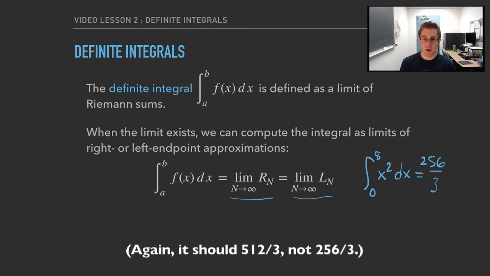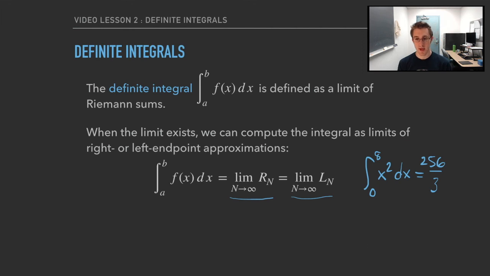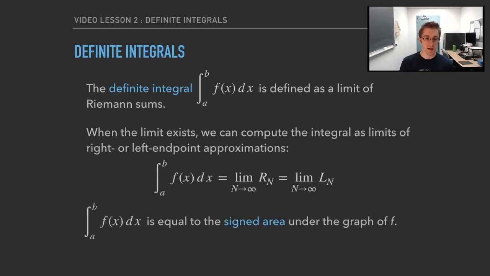Now, when I say that this is equal to the area under the curve, that's not exactly right. So the caveat here is that the definite integral is equal to the signed area under the graph of f. So here's a quick picture explaining what that means. Signed area means there are areas between the graph and the x-axis. So far all of our functions have been positive.